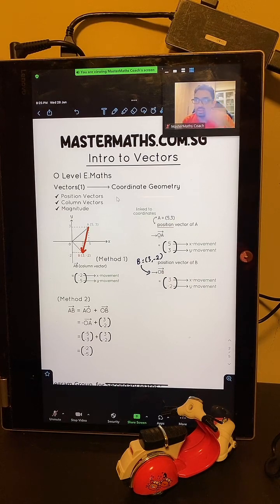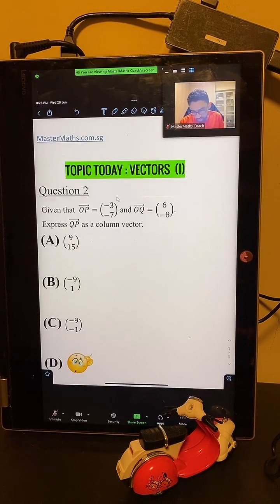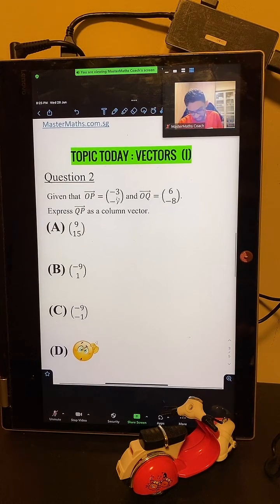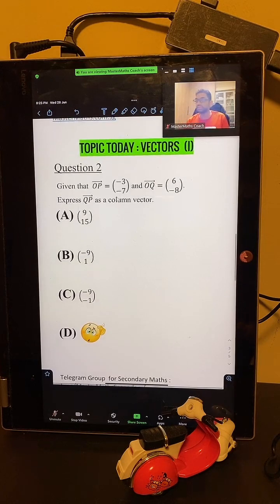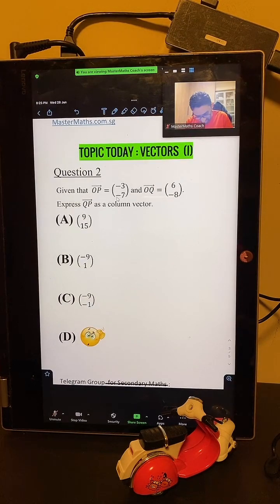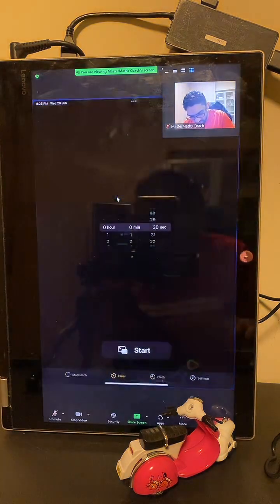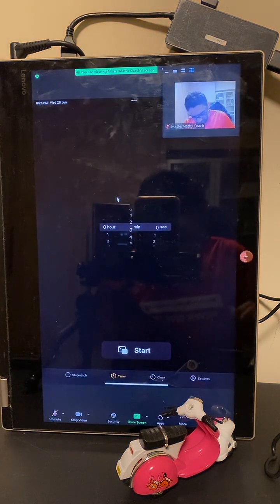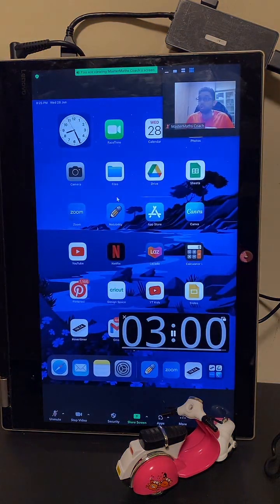Okay, my friends, let us move on to the next question for today, which is question number 2. Wow, this is pretty long. Let's see who can get this correct. Okay, I'm going to give you guys 3 minutes to solve this question. Your 3 minutes starts now. Let's go.